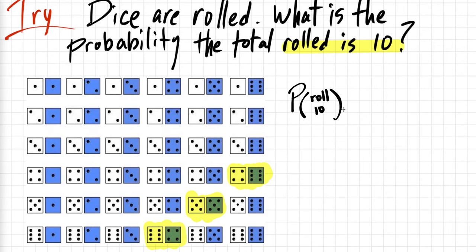I'm going to write it like this, because then when I write that, somebody knows exactly what you're answering. Probability of rolling a 10. There are 3 ways to roll a 10. That's the desired outcomes. How many are in that sample space?